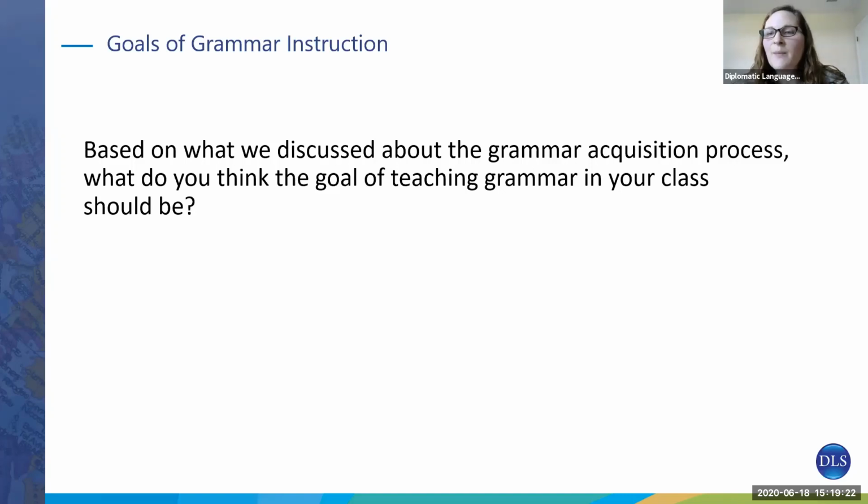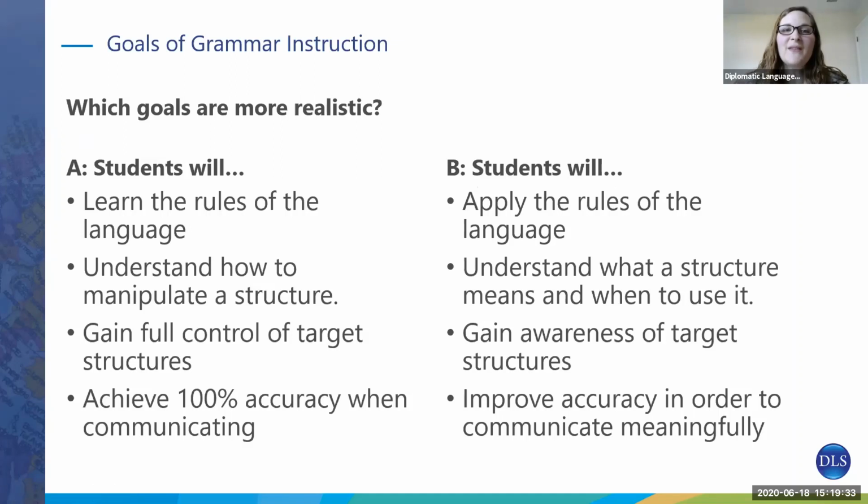And I'm seeing a lot of good ideas here, right? That the goal should be communication, etc. Now, this is going to be easy for you, I think, but which set of goals are more realistic?